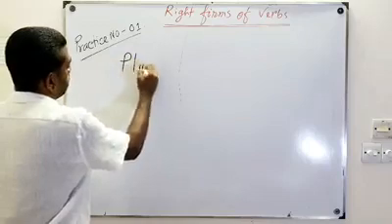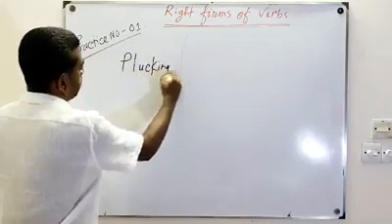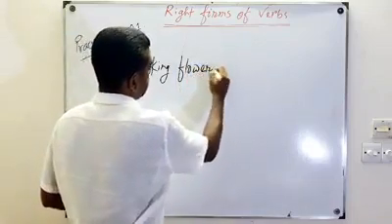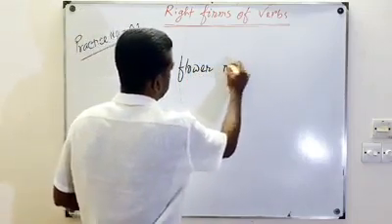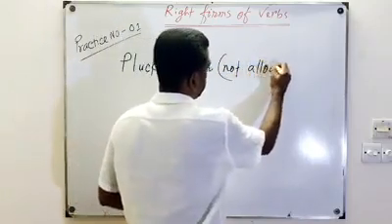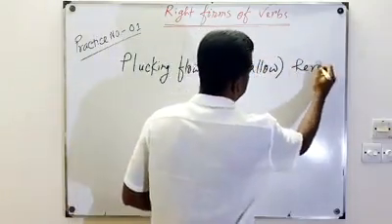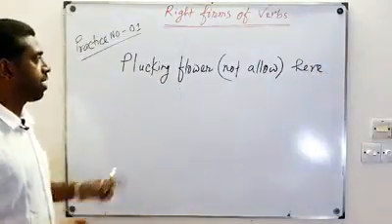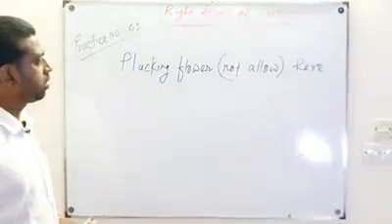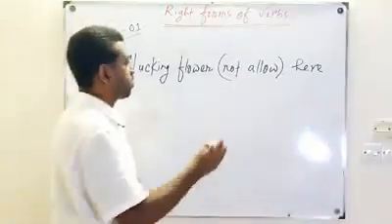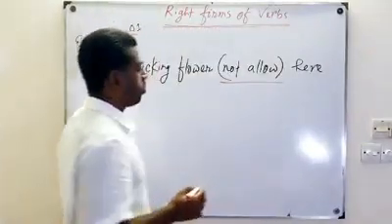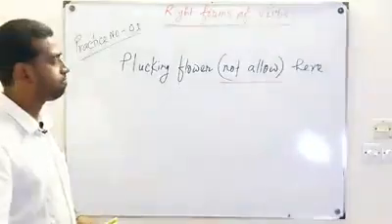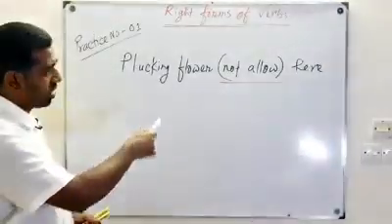Plucking flower not allow here. So our practice number 1 is: plucking flower not allow here. So how will you solve this problem? What are the ways? What is the way you will follow to solve this problem? Right? Can you tell me the answer?